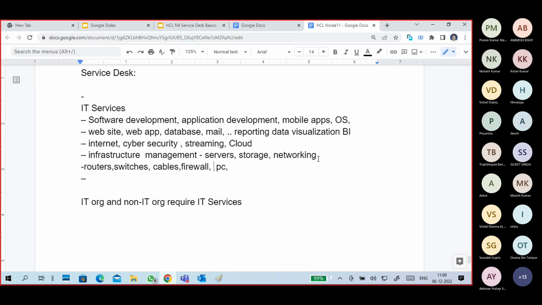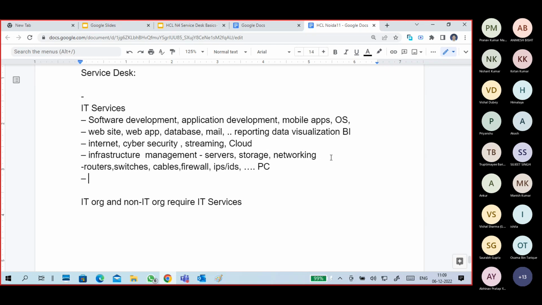Okay, Checkpoint servers, IPS, IDS kind of stuff. Checkpoint servers, so many other things, including normal PC computers also. Okay, power supplies, so many things are there. So these are the requirements of the IT organization.